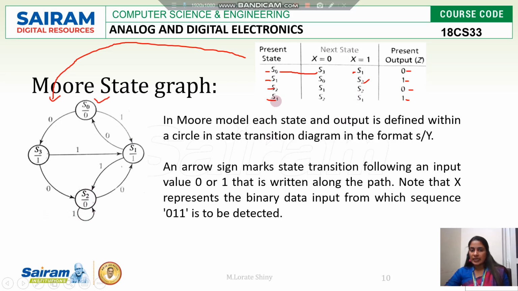Then s3. For s3, if x is equal to 0, s2 will be the next state. If x is equal to 1, s1 is the next state. So like that we have to convert the state table into a state graph.